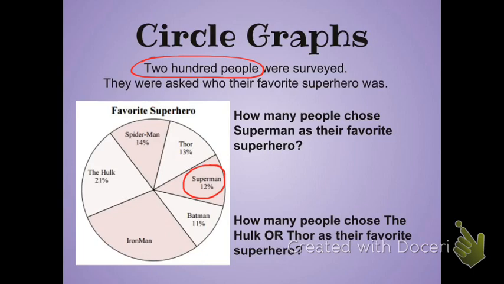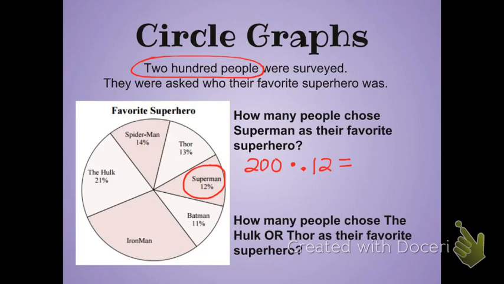12%. Okay, now this is not an out of question in the same way. It's kind of the same way, but not exactly. So this is like what we were doing yesterday. We have 200 people, and we have 12% of them times 12%, which is 0.12, and that will tell us how many people chose Superman. When you have the answer, raise your hand.